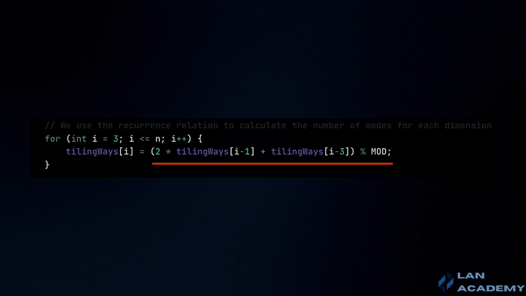If I have a 2 times n-3 board, I can add 3 vertical dominoes at the end. This means that all ways to cover the 2 times n-3 board can be extended to cover the 2 times n board. The total contribution from adding tiles to the 2 times n-3 board is tiling ways of i-3 ways. Finally, the entire relation must be calculated modulo mod to prevent integer overflow and to keep the results within manageable limits.